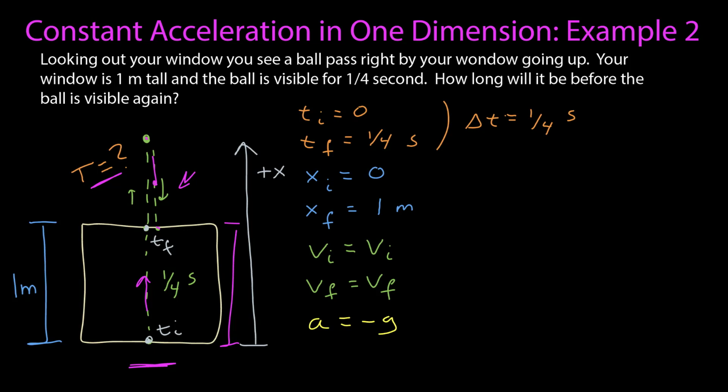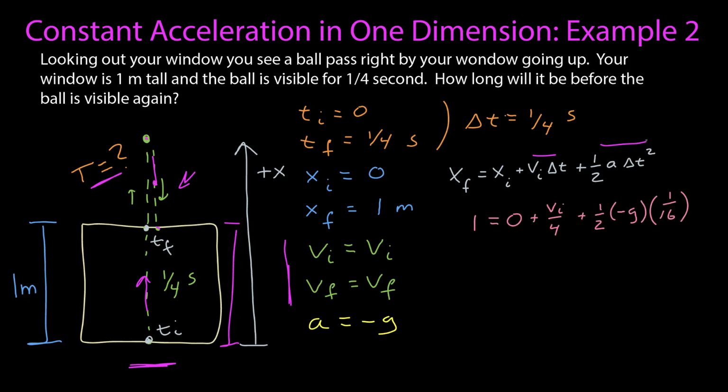So what relationships can I apply to this problem? I don't know either velocity, which means any equation that has both velocities in it, I'm not going to be able to solve directly. But you know, there is that one equation that only has the initial velocity. The one where the final position is equal to the initial position plus the initial velocity times the time interval, plus 1/2 the acceleration times the time interval squared. Do I know it? I know the final and initial position. I know the acceleration and time interval. I know everything except the initial velocity, so I can use this equation to find that initial velocity right away.